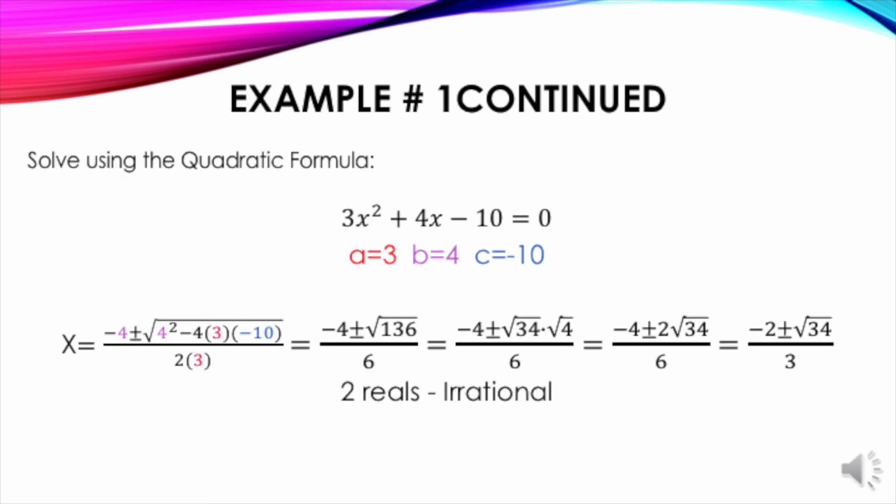Here's our example continued. Solve the quadratic equation using the quadratic formula. A equals 3, b equals 4, and c equals negative 10. When you plug them in to the quadratic formula, your final answer is negative 2 plus or minus the square root of 34 divided by 3. Two real irrational solutions, or roots. Notice we had to break down the square root of 136. It's the square root of 34 times the square root of 4, which was 2 square roots of 34. Then we had to reduce it, and that's how we got our final answer.